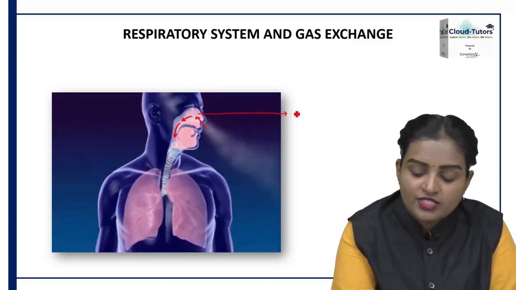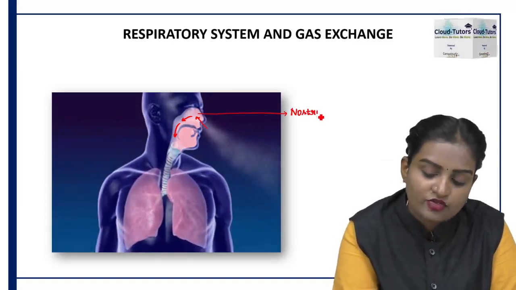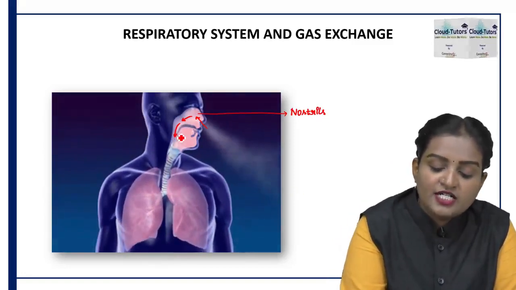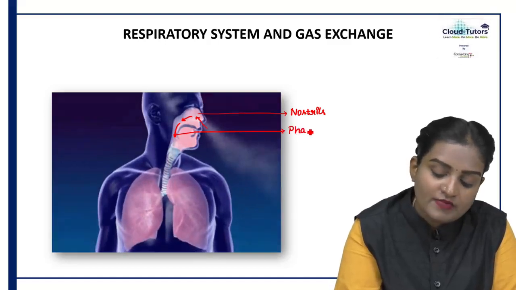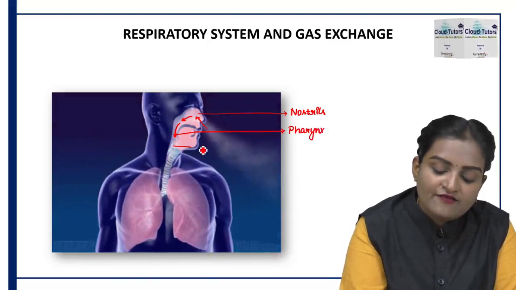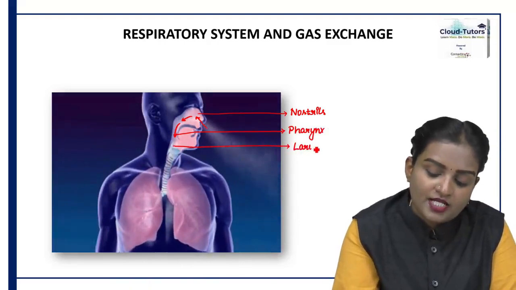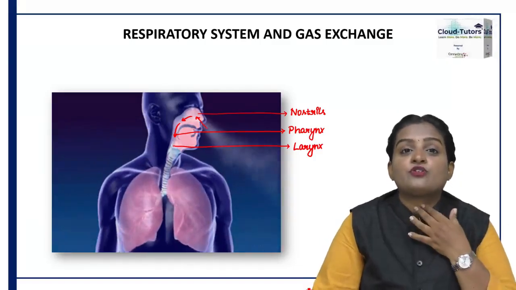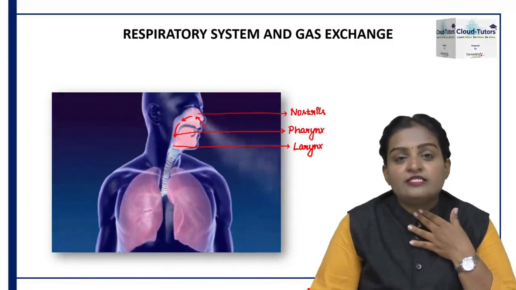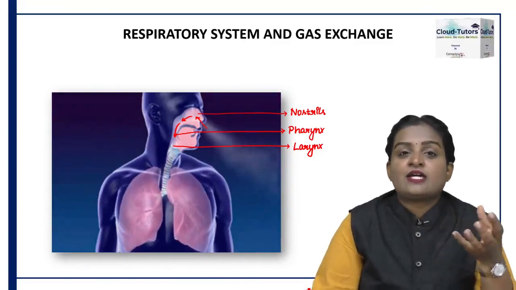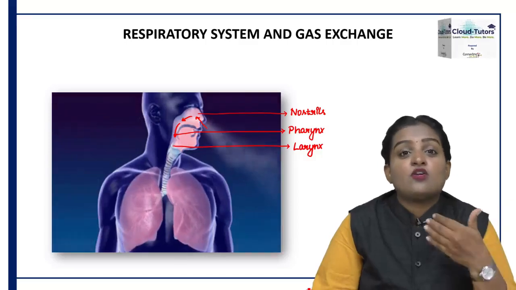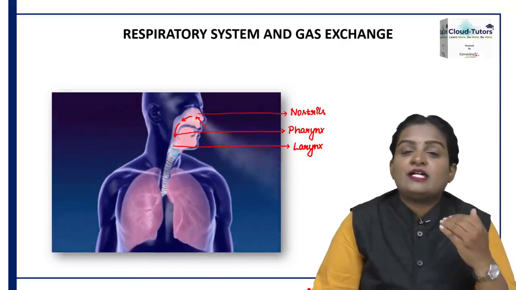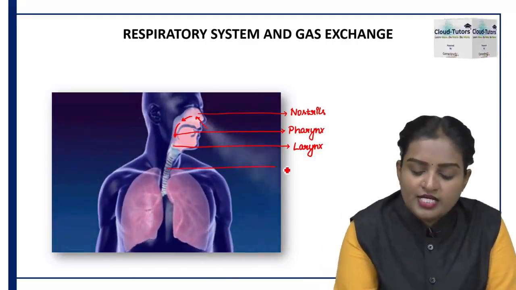So we have nostrils which prevent passage of dust and pathogens into the system. Then we have the pharynx, the common duct for both air and food. Then we have the larynx. In the larynx, there is a cartilaginous structure in males which protrudes once they reach puberty. This is known as Adam's apple. This can be seen in some and some may not have it, so it depends on their body design. Once the air passes through the larynx, it goes to the trachea.